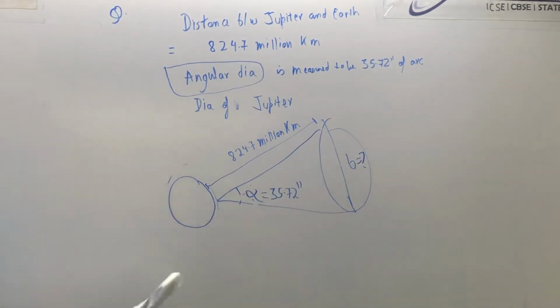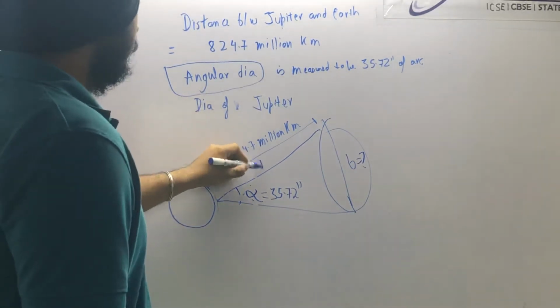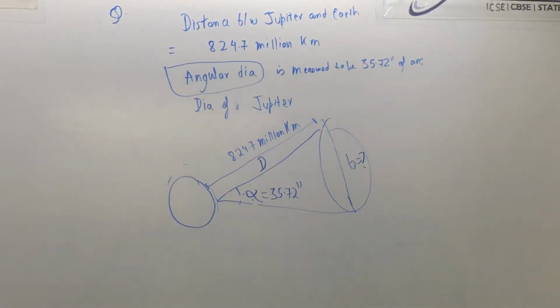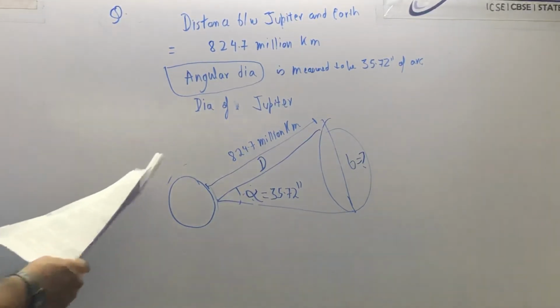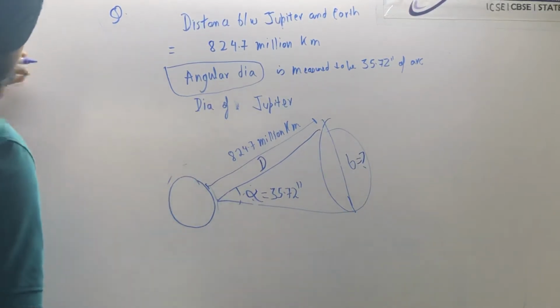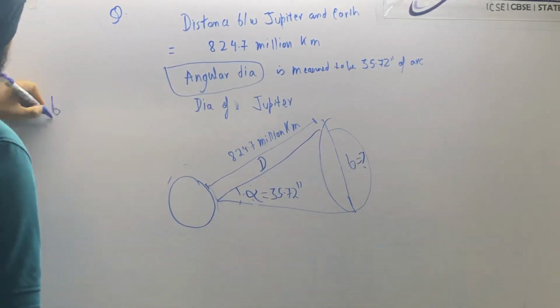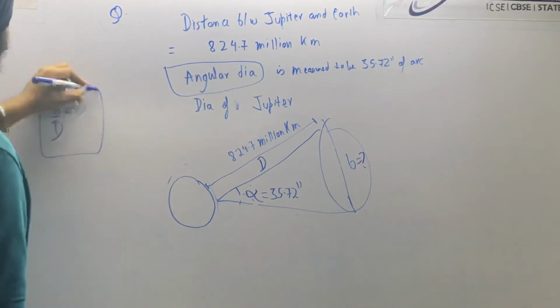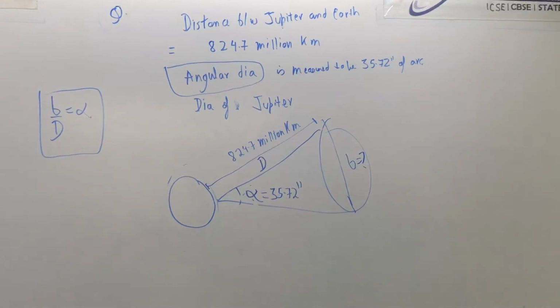Okay, so now you have studied the relationship already. Say the distance is D, capital D. You already studied the relationship between B, D and alpha. So the relationship is as follows: B upon D is equal to alpha. We have studied this relationship before, so we are going to use it.